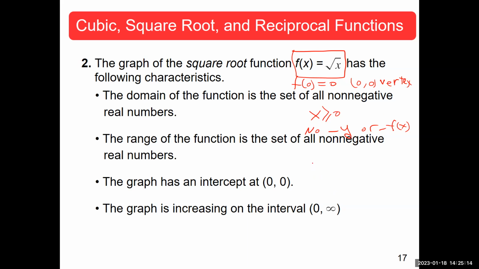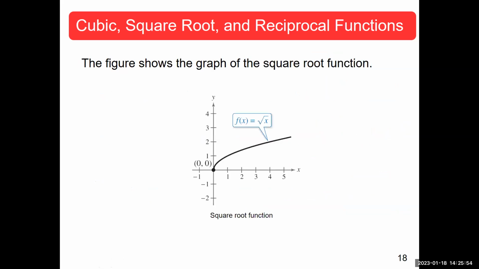If we plot this one, this is the 0, 0. We're starting from here. Remember, x must be positive. So we're only going this way, positive x, and y only positive. So it is going to look like that. That's the square root of x, the basic parent function. We have to go from 0 to positive infinity. Here we go.